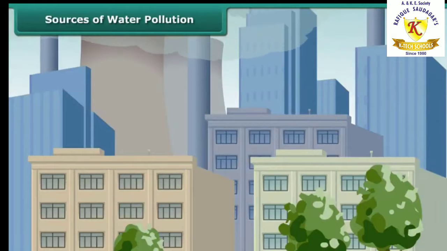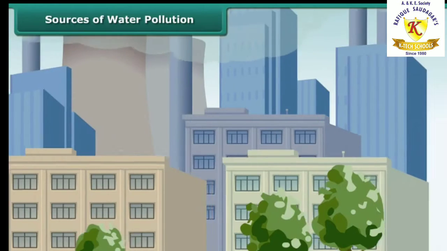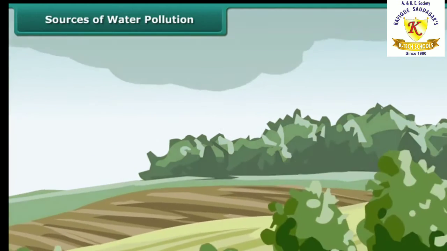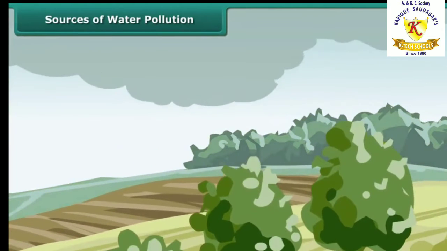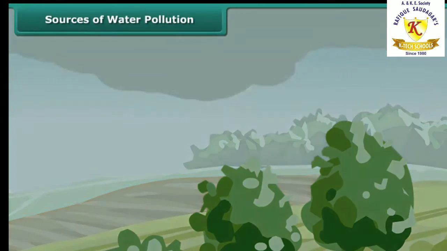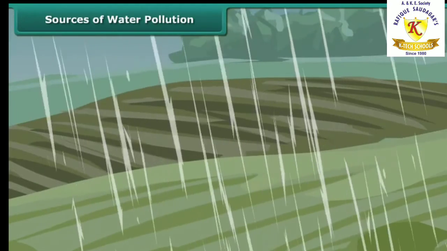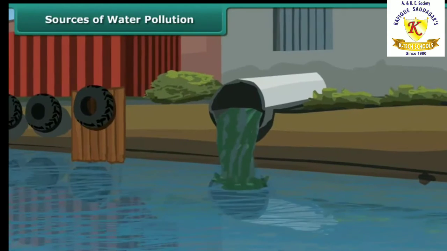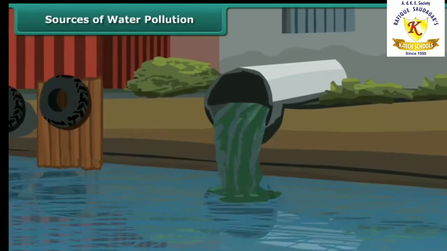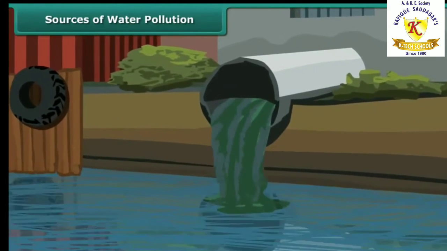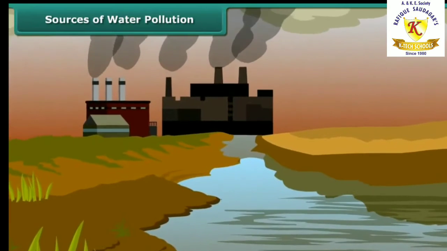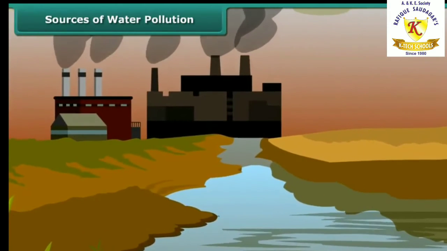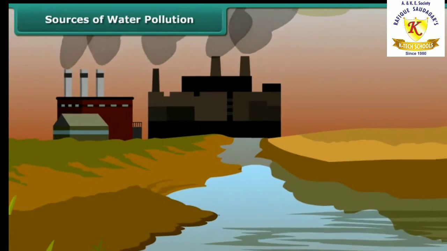Let us look at the sources of water pollution. Pollution enters the water bodies as acid rain, eroded soil, runoff containing fertilizers and pesticides, chemicals released from industries, and others from cities and towns. The chemicals released from industries, like arsenic, lead, and fluoride, lead to toxicity in plants and animals.